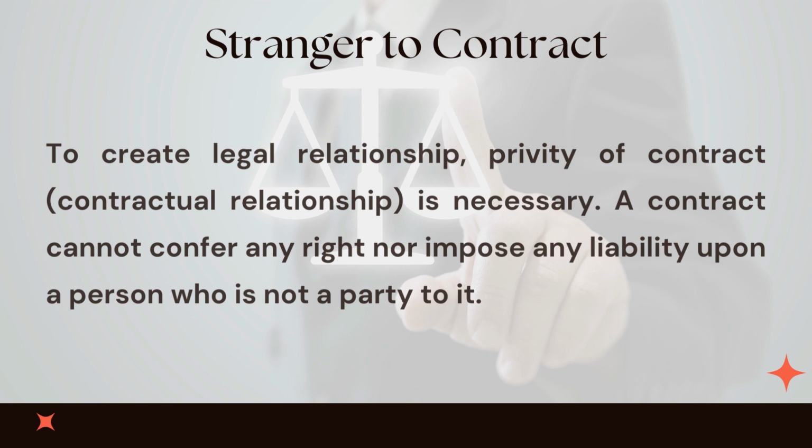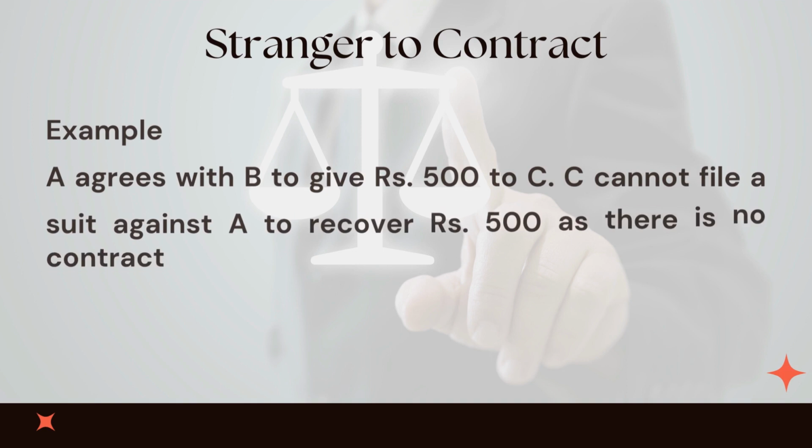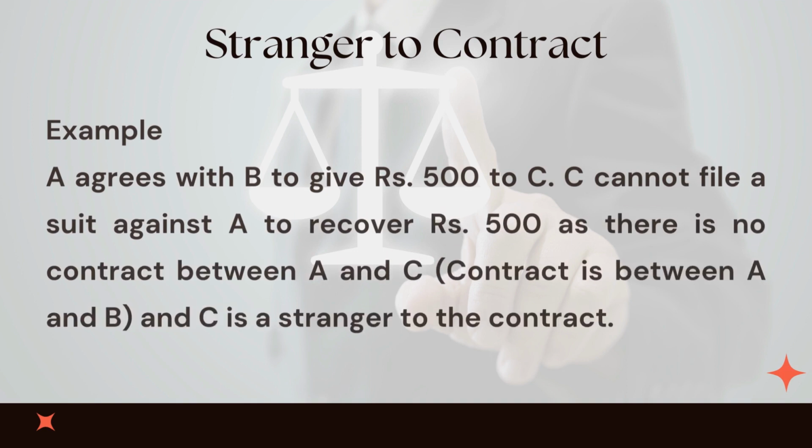A contract cannot confer any right nor impose any liability upon a person who is not a party to it. So, a stranger to a contract is basically a person outside a contract created between two parties who have agreed on certain terms and conditions. For example, A agrees with B to give rupees 500 to C. C cannot file a suit against A to recover rupees 500 as there is no contract between A and C. The contract is just between A and B.